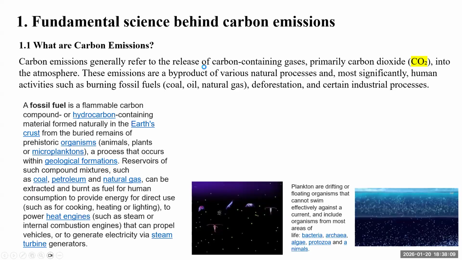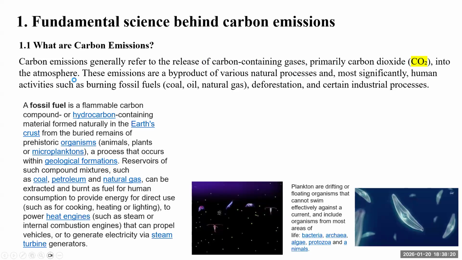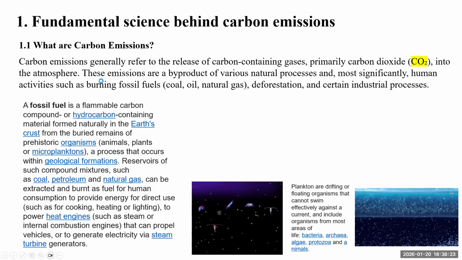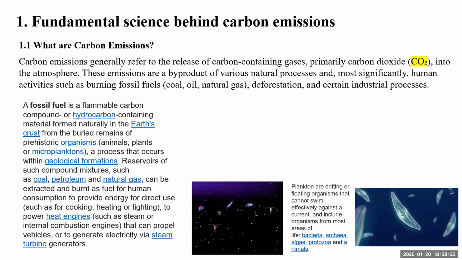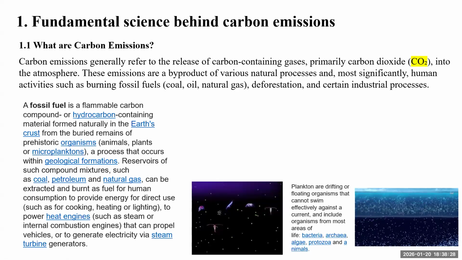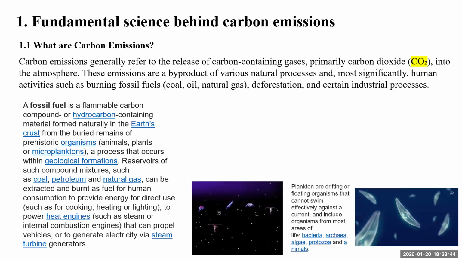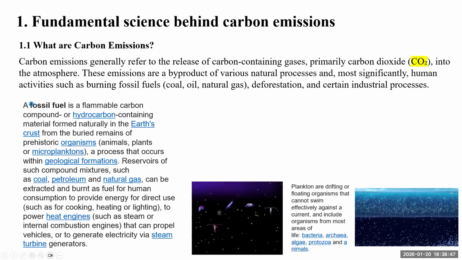Carbon emissions generally refer to the release of carbon containing gases, primarily carbon dioxide, into the atmosphere. These emissions are usually the byproduct of some natural processes, and especially of human activities, such as the burning of fossil fuels, deforestation, and certain industrial processes. So let's have a look at the fossil fuels.